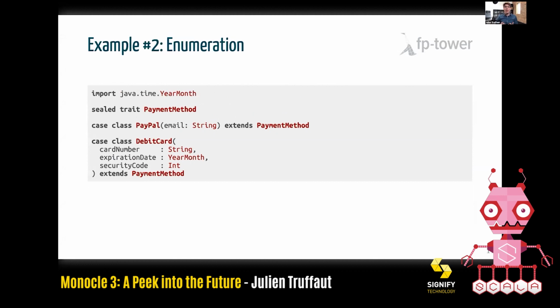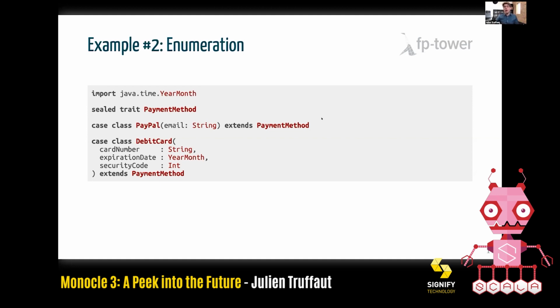Quite often, we have things like enumerations. So an enumeration in Scala uses a sealed trait. So a sealed trait, you say, okay, this is a trait, and it has only 2 implementations. So a payment method says that there is only 2 payment methods in my application. You can have a PayPal account, which is basically an email, or you can have a debit card, which is a card number, an expiration date, and a security code. So you only have 2 possibilities.